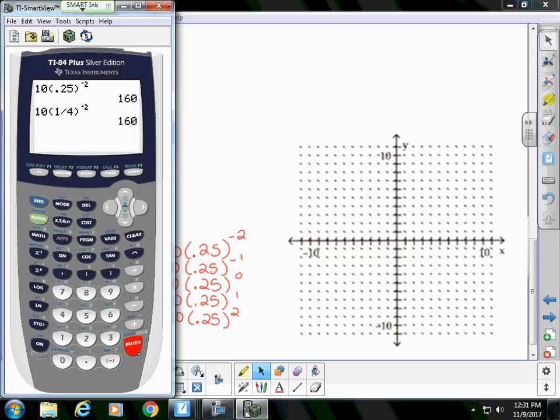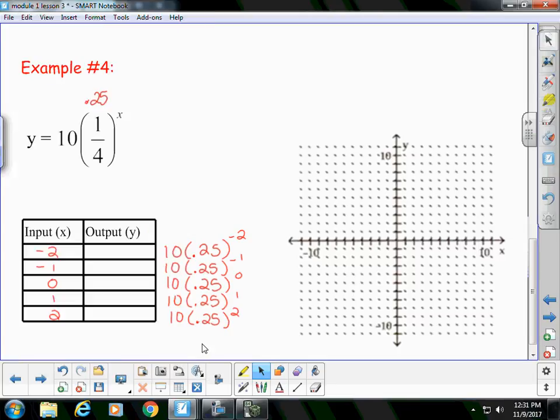Okay, so my next one is 10 times 0.25 raised to the -1 power, and 10 times 0.25 raised to the 0 power. Okay, so I got 160, 40, and 10. 160, 40, and 10. Do you see what's happening to the numbers this time? They are not increasing, but they are decreasing.